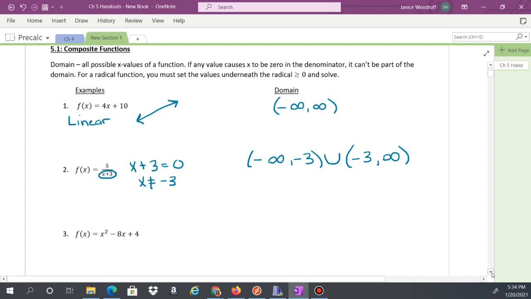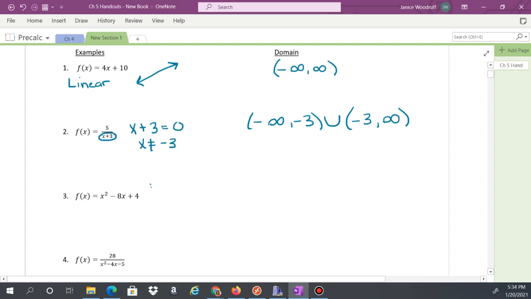Number 3, you have a parabola, so this is always just as well going to extend both left and right. So this will also be negative infinity to infinity. And we can look at that if you'd like, but you guys have seen those several times.